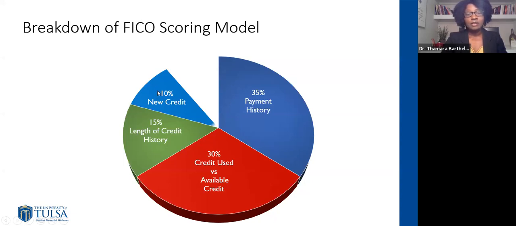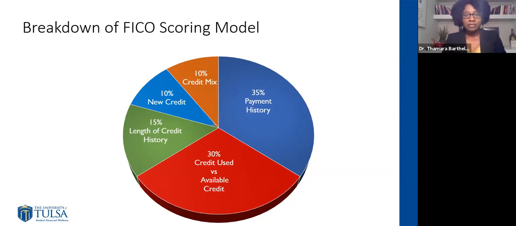And new credit accounts for how many times have you applied for credit. For example, if you've applied for a credit card in the month of September and then you apply for another credit card in the month of October or November, chances are it will decrease your credit score. So if you're constantly applying for credit, especially revolving credit such as credit cards, chances are your credit score will be lowered. And finally, 10% is the credit mix.